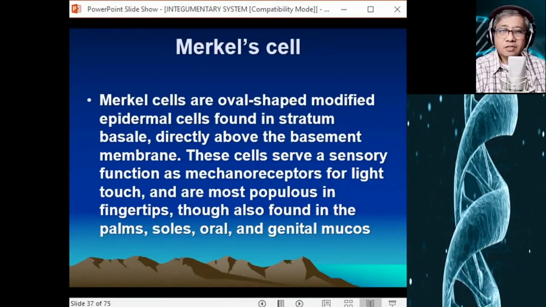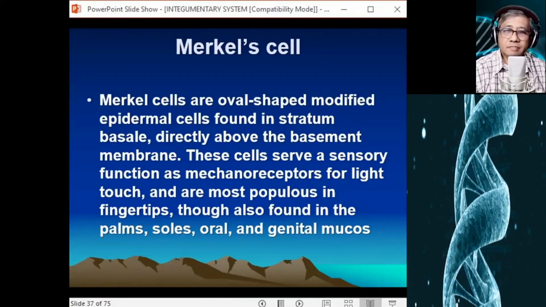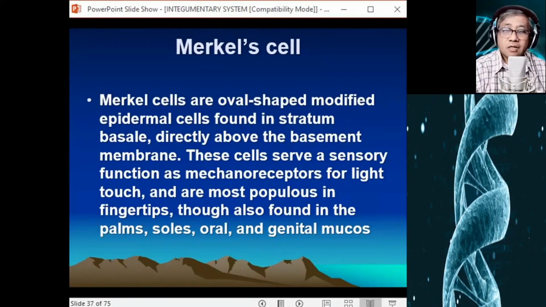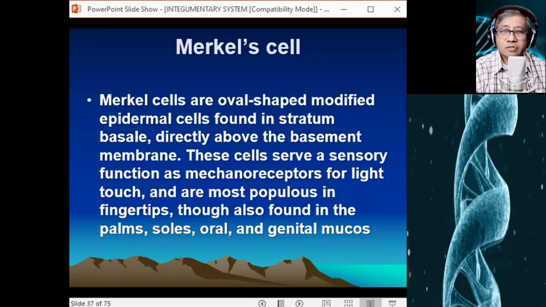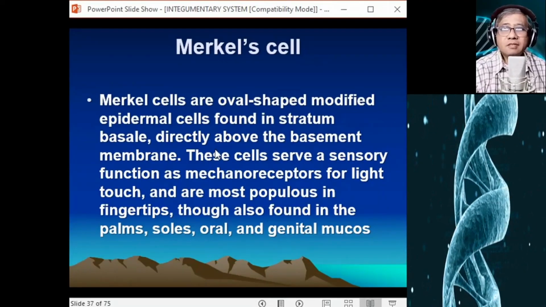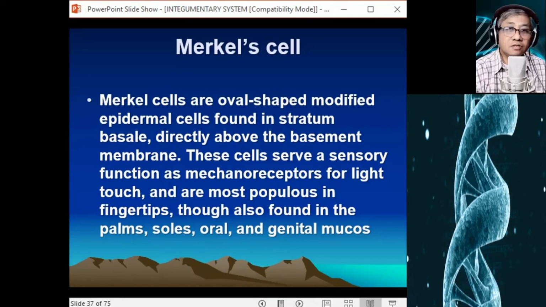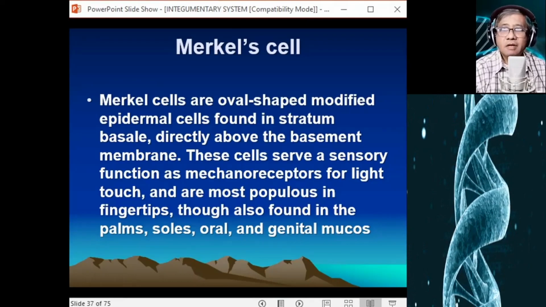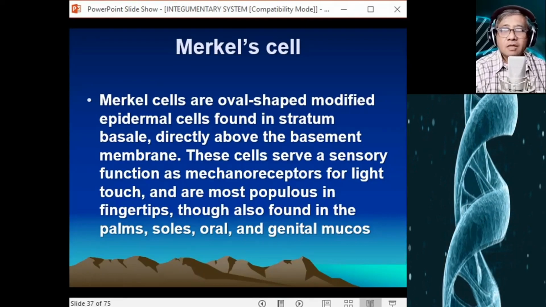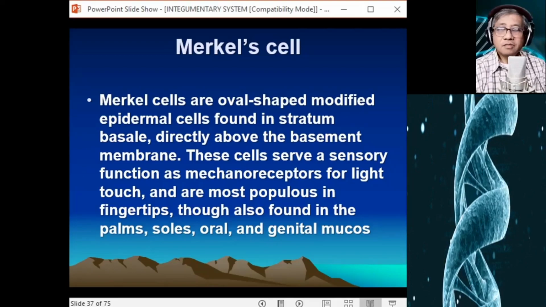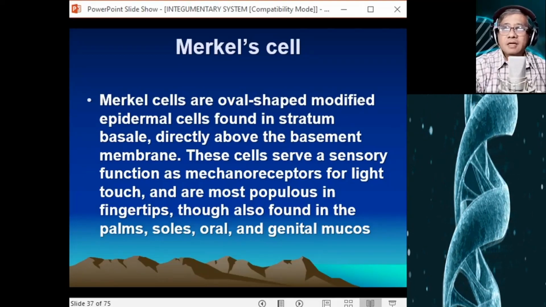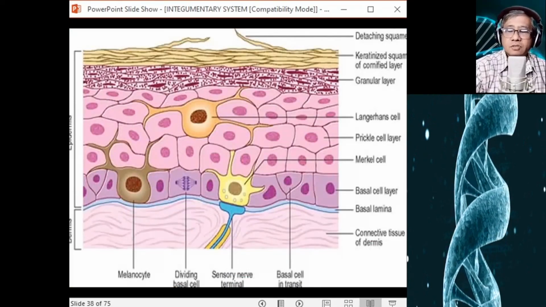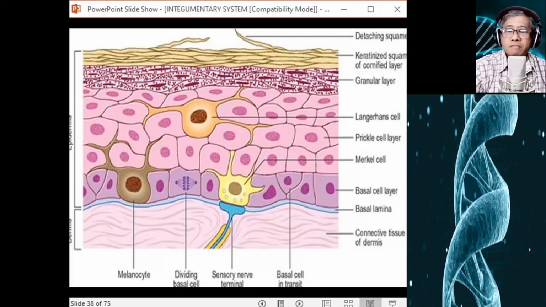Ayan, kaya medyo sensitive yung ating fingertips. Though also found in the palms, soles, sa lips, and genital mucosa. Those are the Merkel cells. They serve as a sensory function, mga mechanoreceptors yung mga yan, yung mga Merkel cells for light touch, and there are many of them dito sa fingertips natin. Okay, so those are the 4 major types of cells found in the epidermis.